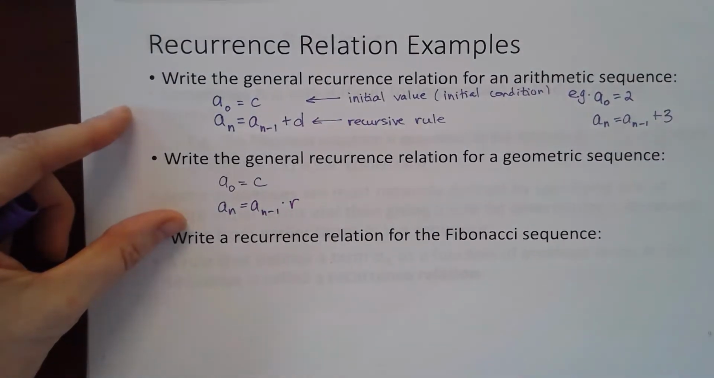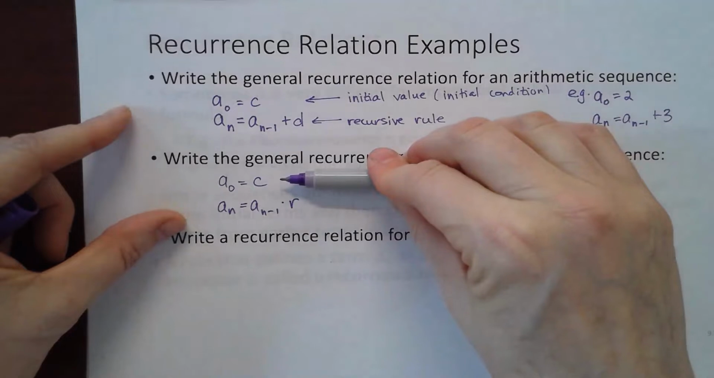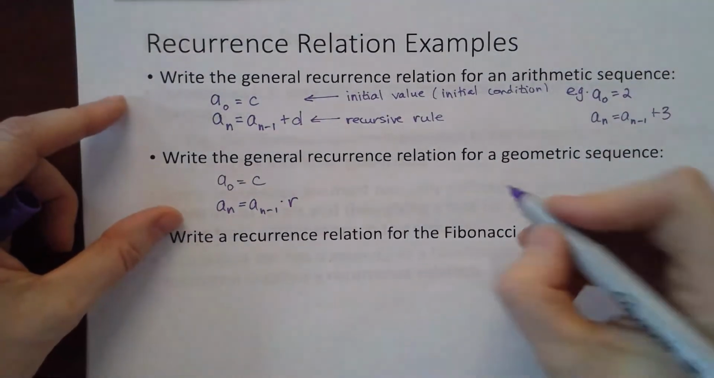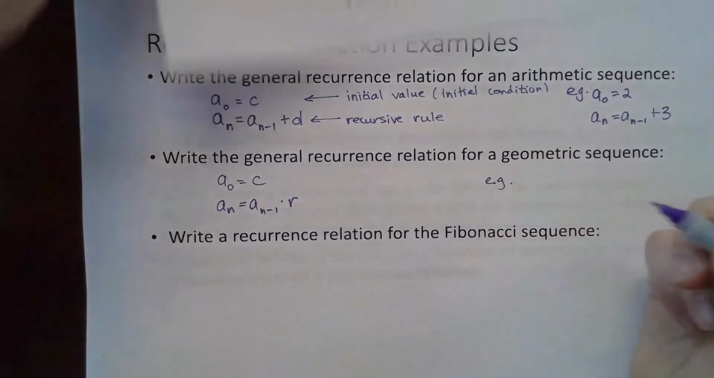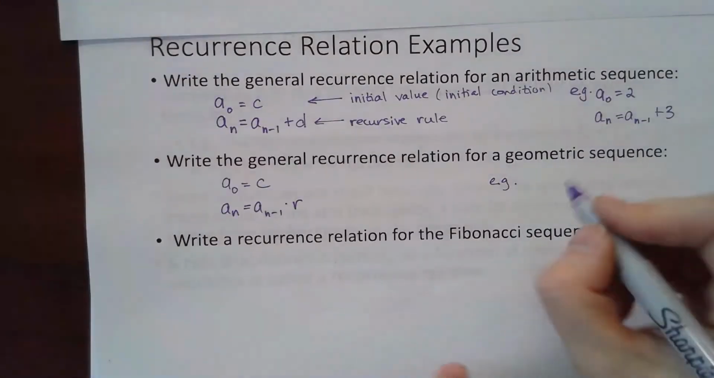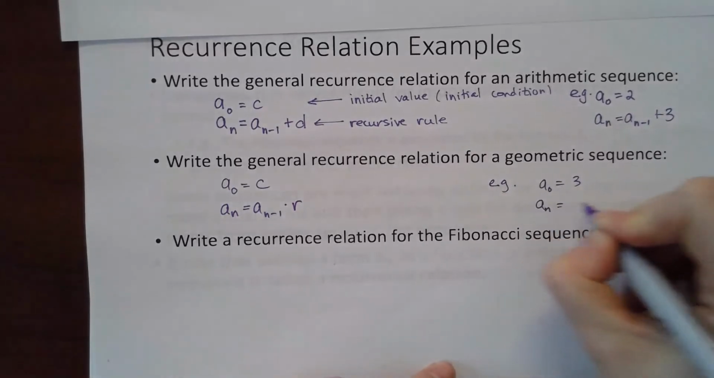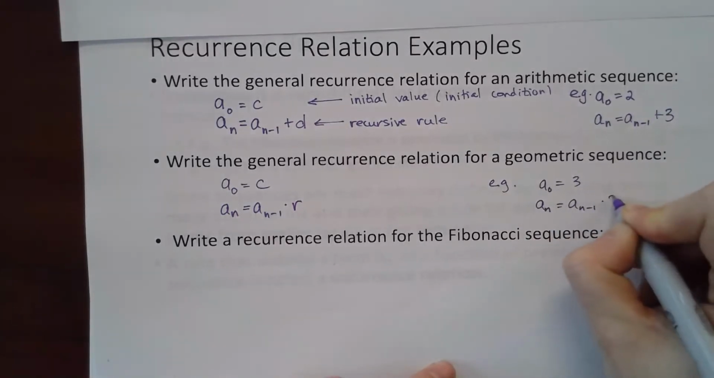So once again, I have some kind of initial value, and I have a recursive rule. For our example here, where we had the 3, 6, 12, our initial condition would be 3, and then our recursive rule would be I take the previous one and multiply it by 2.